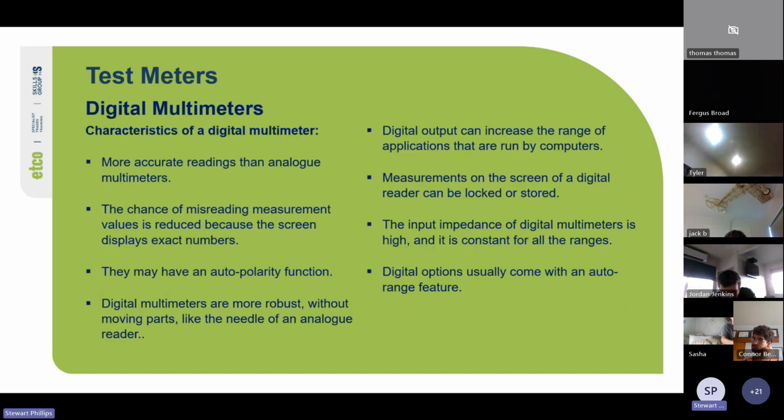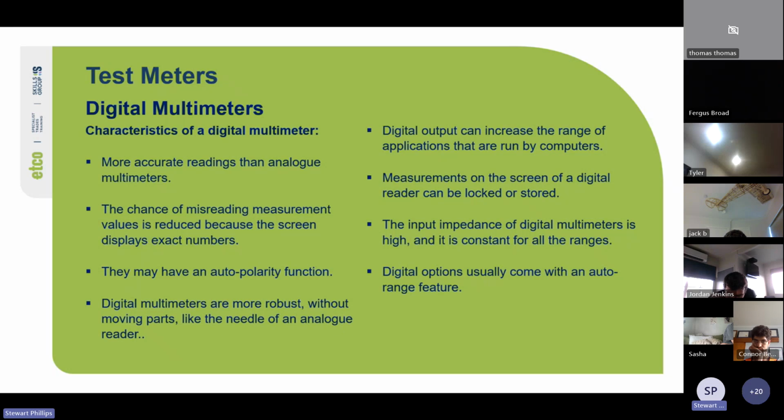The characteristics of a digital multimeter: they give more accurate readings than an analog multimeter. The chance of misreading measurement values is reduced because the screen displays exact numbers. They may have an auto polarity function, and digital multimeters are more robust without moving parts like the needle of an analog reader. Digital output can increase the range of applications that are run by computers. Measurements on the screen of a digital reader can be locked or stored. The input impedance of digital multimeters is high and it is constant for all the ranges. And digital options usually come with an auto range feature.